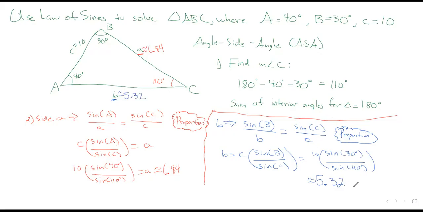Okay. Now, one other thing I want to note here is that this is not a right triangle, so the Pythagorean theorem cannot be used. If you don't have right triangles, you're going to use either the law of sines or the law of cosines, which will be discussed in another video. So this is how you can use the law of sines if you are dealing with an angle-side-angle triangle.